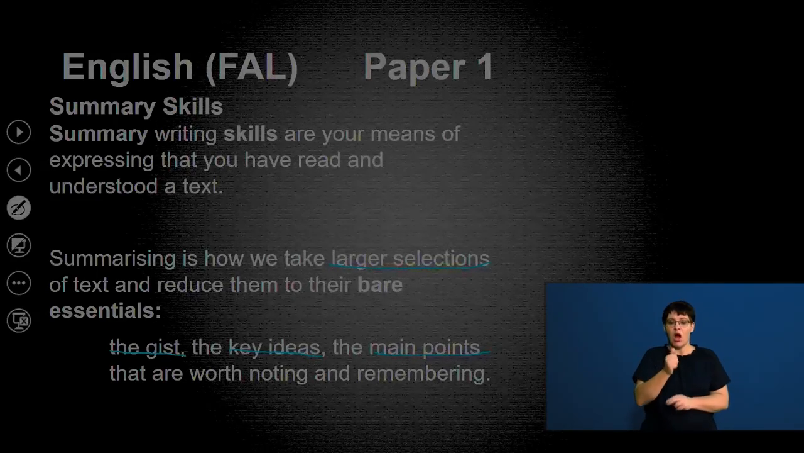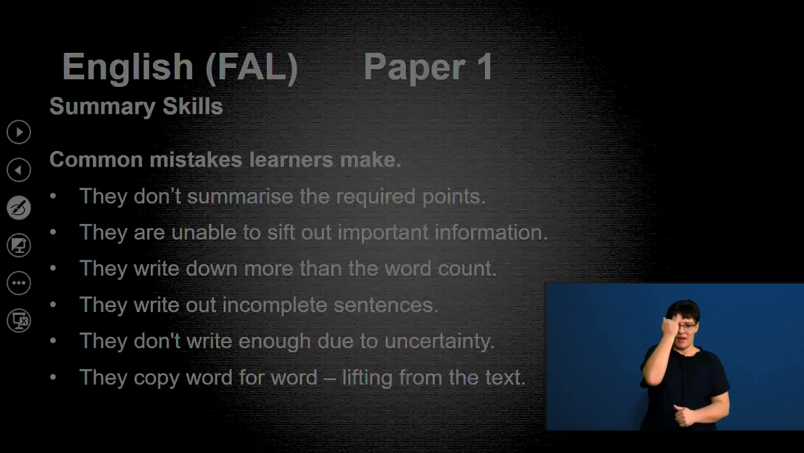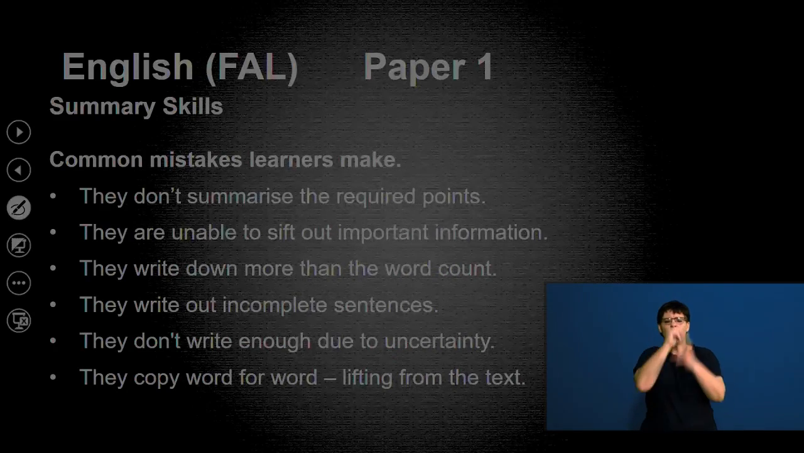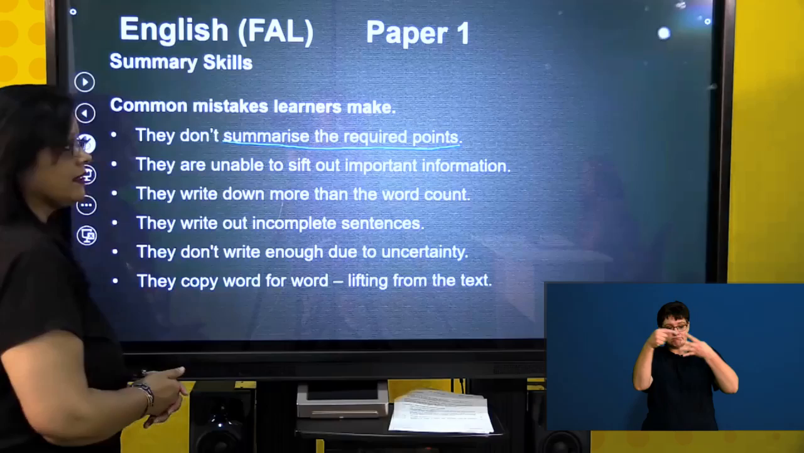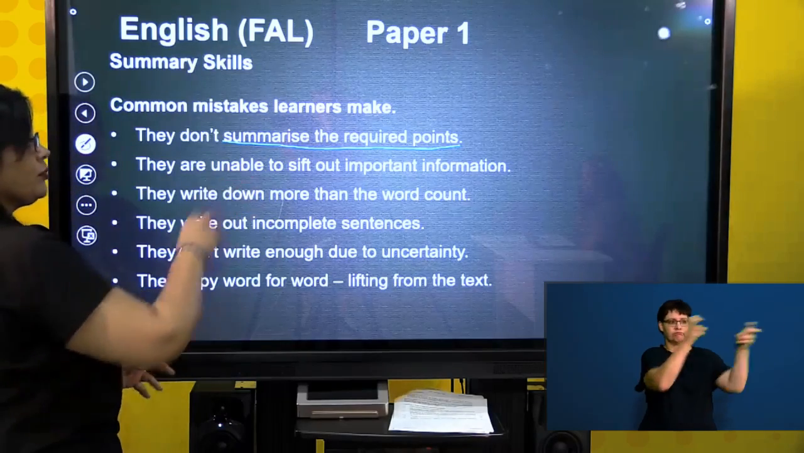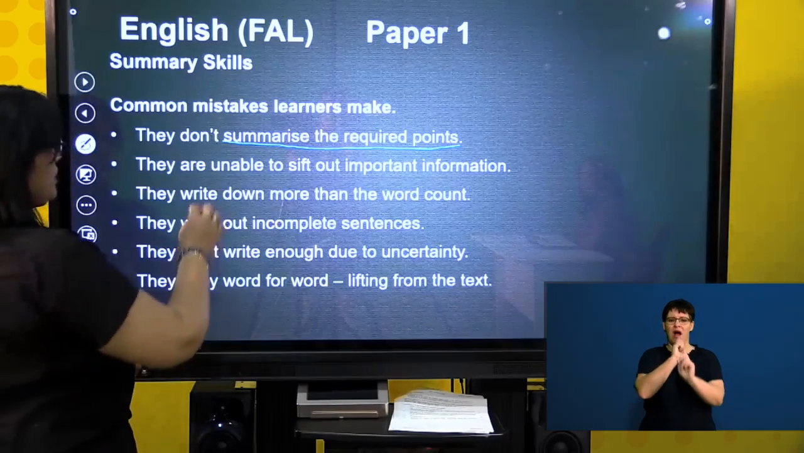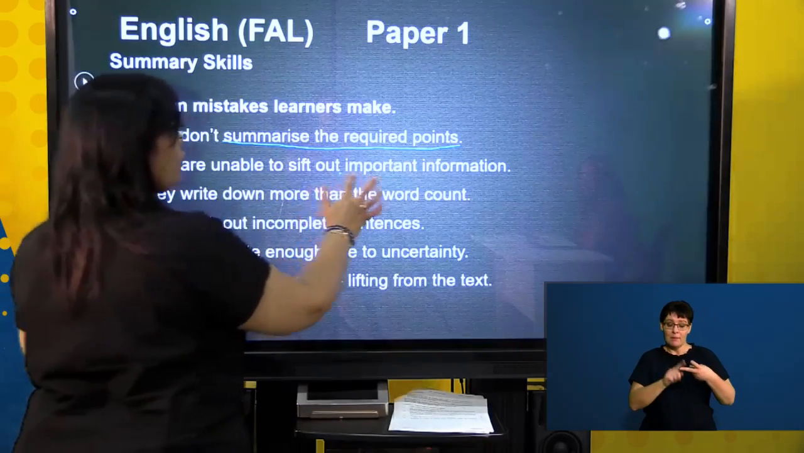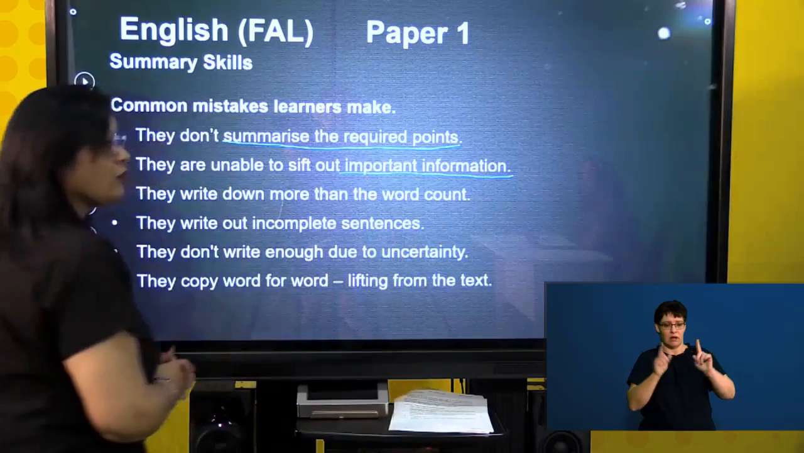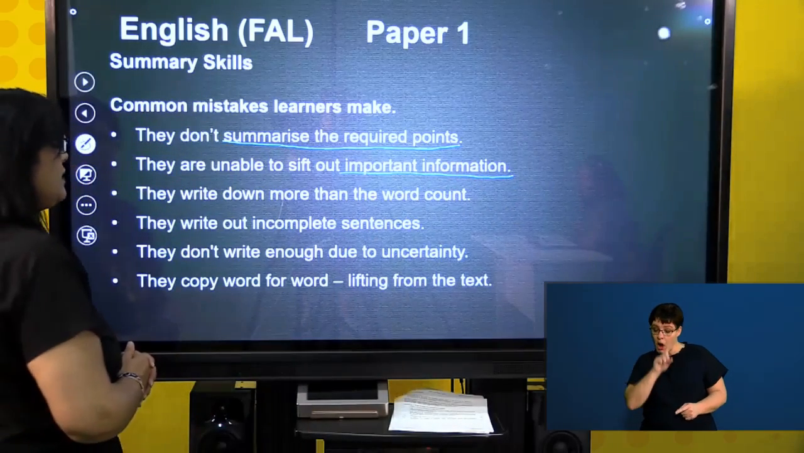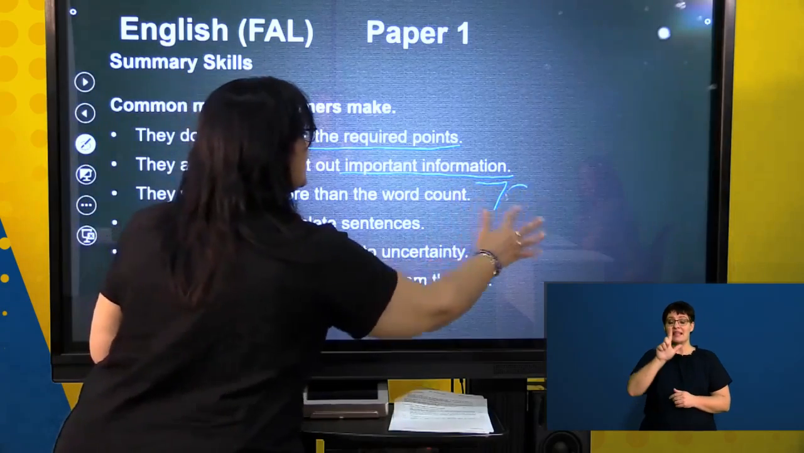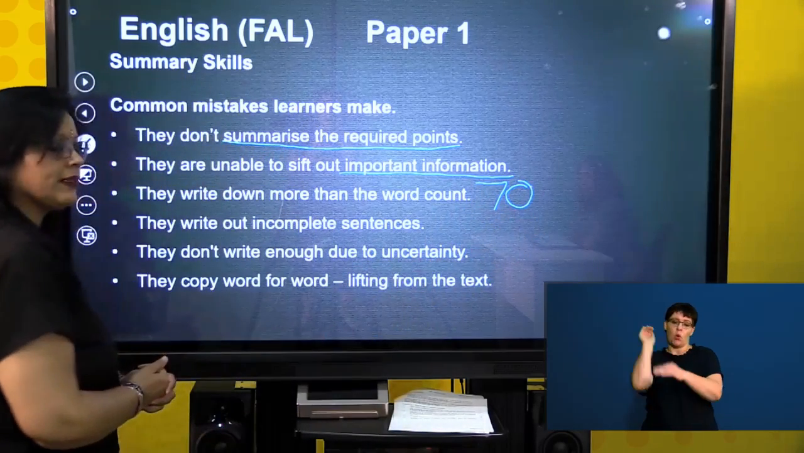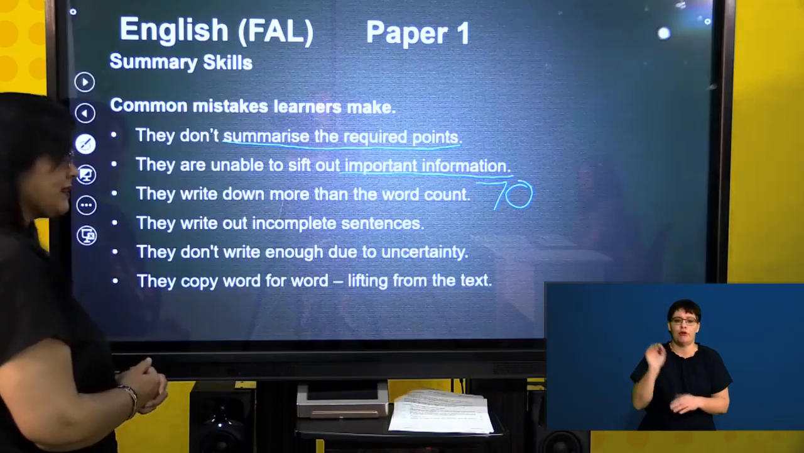So, common mistakes learners make: they don't summarize the required points. This can be a huge problem because it means you're not answering the question. They are unable to sift out important points, which means they're not focusing on the task at hand. They write down more than the word count. Remember, 70 words is our maximum in this section, so we must not exceed that.